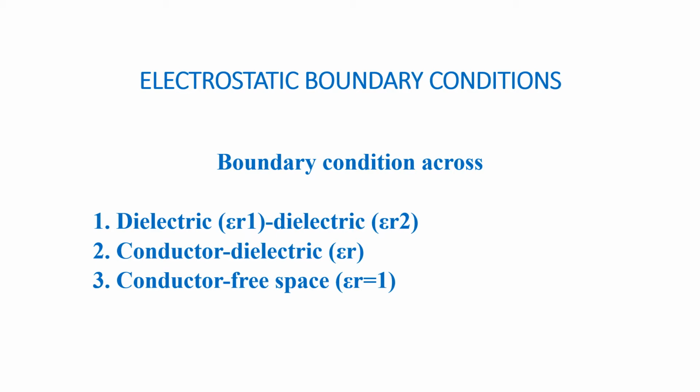So we have to discuss these three types of boundary and what happens to the electric field and electric flux at these boundaries. The variation of electric field or electric flux at the boundary is known as boundary conditions. So let us see what happens to electric field or electric flux at these boundaries. First, let us discuss the dielectric boundary.